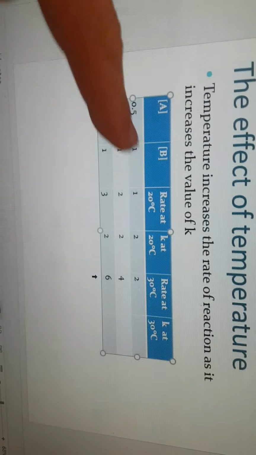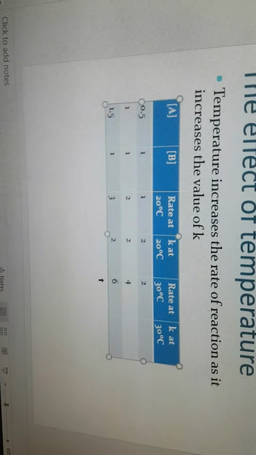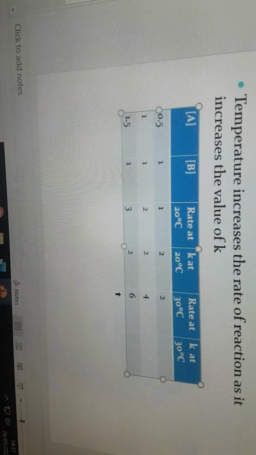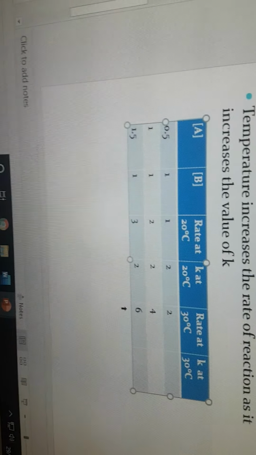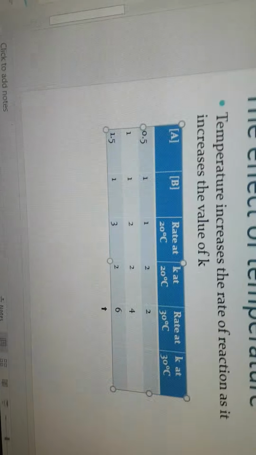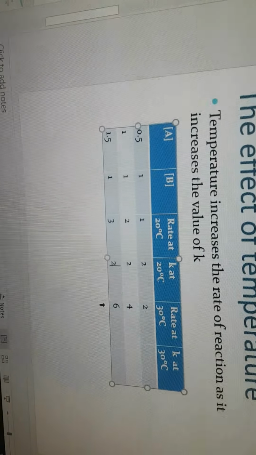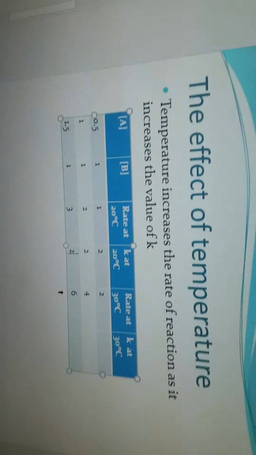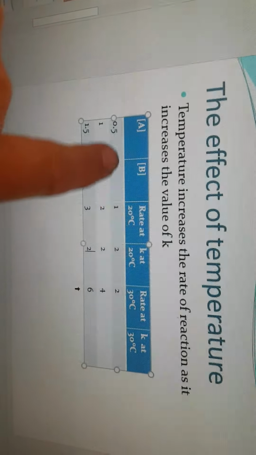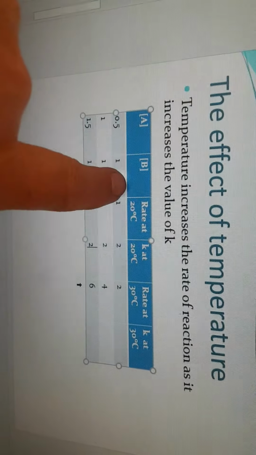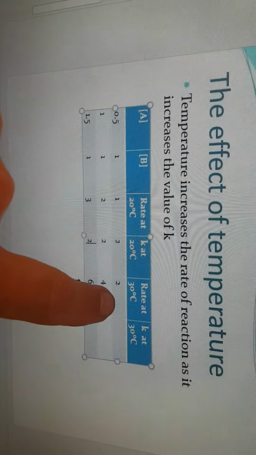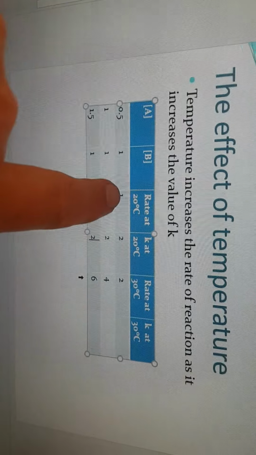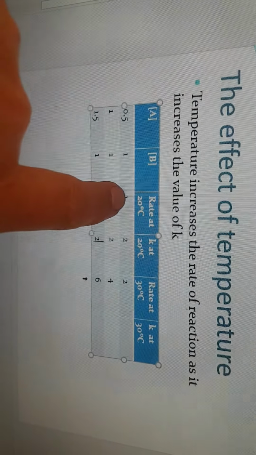Changing the concentration of A doesn't change the value of K, but of course it shouldn't. What does K stand for? Rate constant. It's meant to do what it says on the tin and remain constant. What about these ones at 30 degrees? Well, 30 degrees, A and B, by the way, are still at 0.5 and 1, but the rate is now 2. The rate was only 1 at 20 degrees.